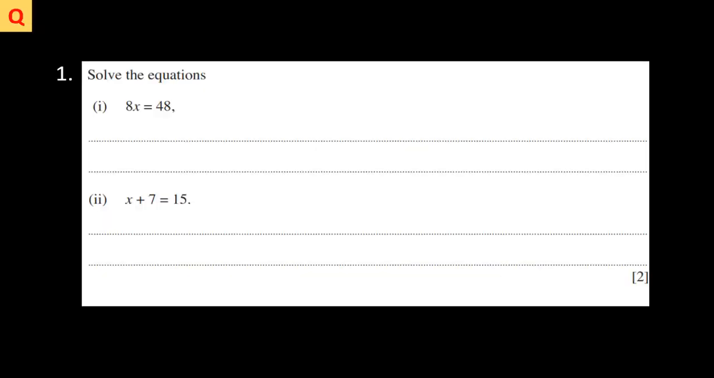Now there are 10 questions. We'll have a little look at the first one together, and then you can press pause and have a go at them and check your answers. So the first one, we've got 8x equals 48. So we want to get x on its own. That's what solve means. So there's an 8 getting in the way. What's that 8 doing? It's multiplying the x. So when we move it to the other side, it's going to do the opposite of multiply, which is divide. x equals 48 divided by 8. x equals 6.